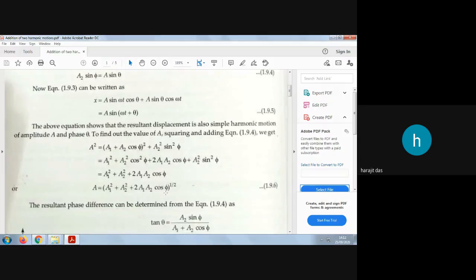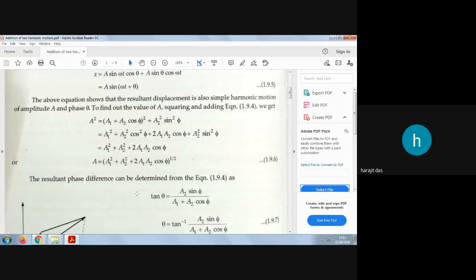Okay, and if you take the square root of this term, then you will get the value of the resultant amplitude A. Okay, so what is A? A is one part of a simple harmonic motion where it denotes the amplitude of motion or amplitude of vibration.